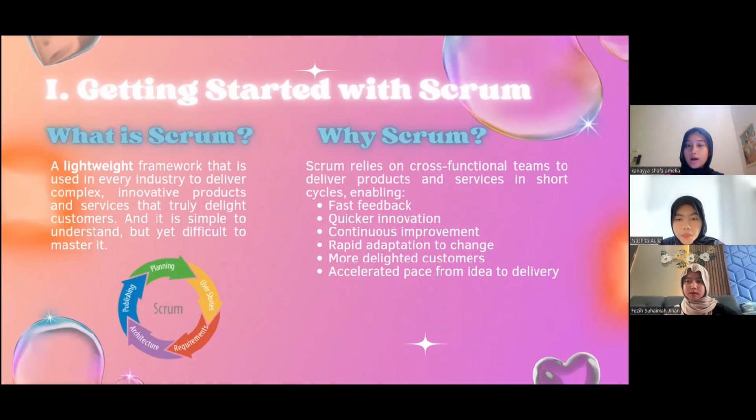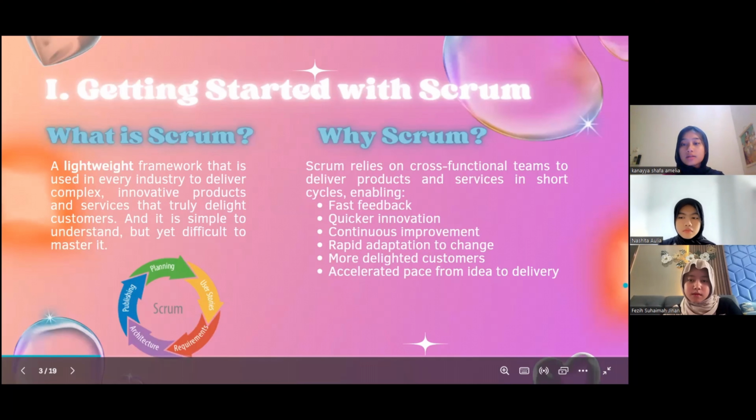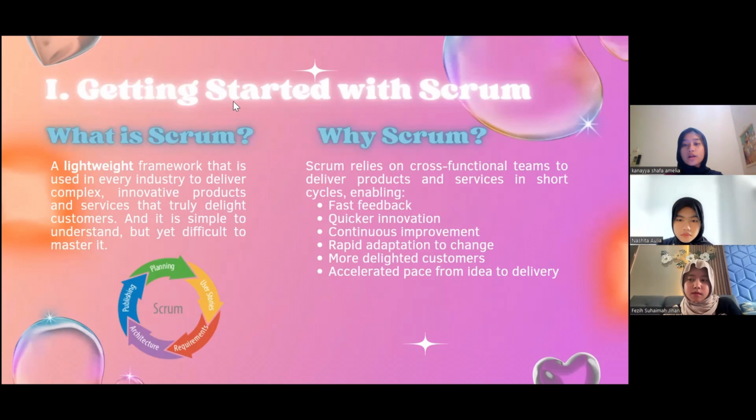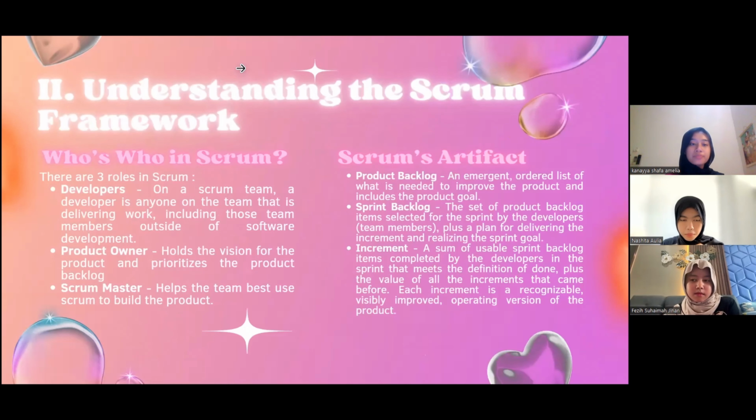The second one, why Scrum? Scrum relies on cross-functional teams to deliver products and services in short cycles, enabling one, fast feedback. Second, quicker innovation. Third, continuous improvement. Fourth, rapid adaptation to change. Fifth, more delighted customers. And the last one is accelerated pace from the idea to delivery.